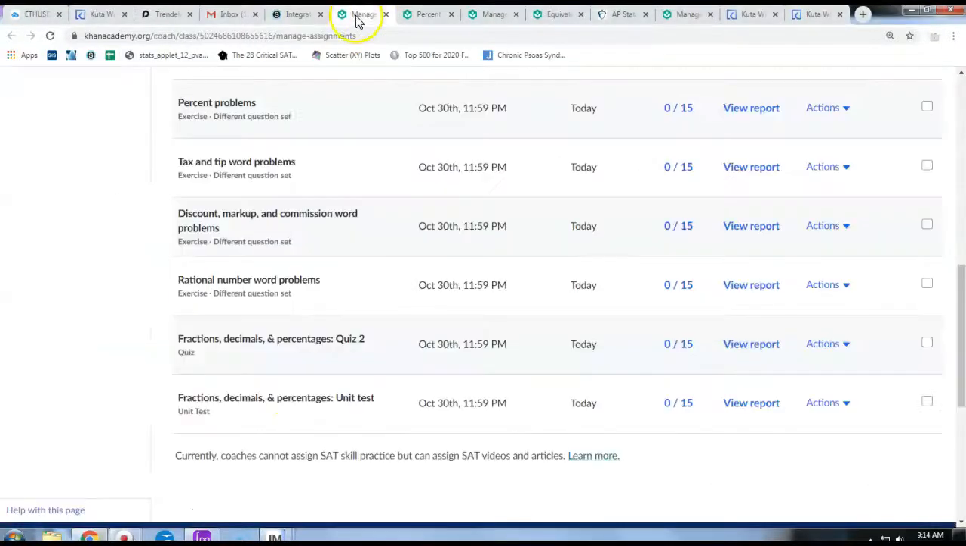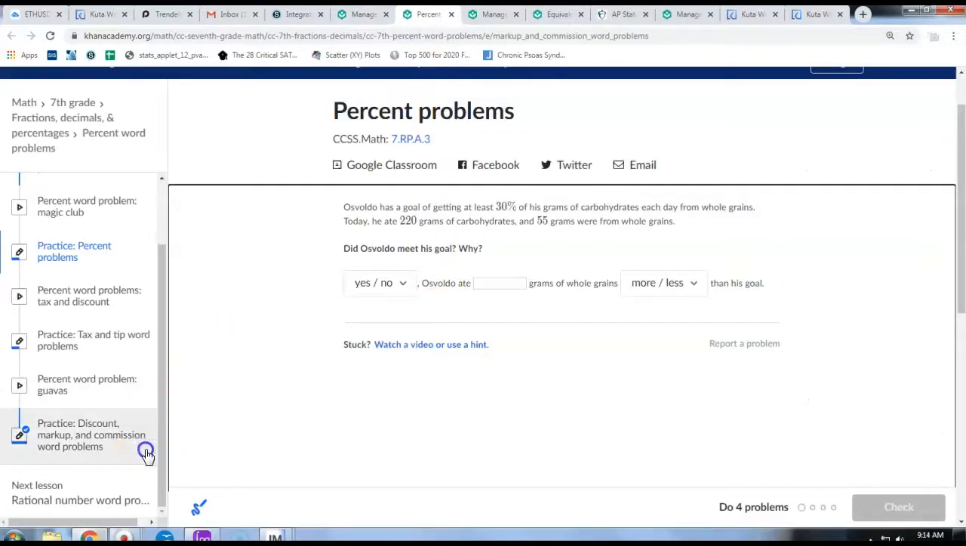Hello, I'm going to go through the second portion here. So percents, tax and tip, discount, and then these word problems, and then the quizzes and the test are on you. So, all right, let's see what we got here.